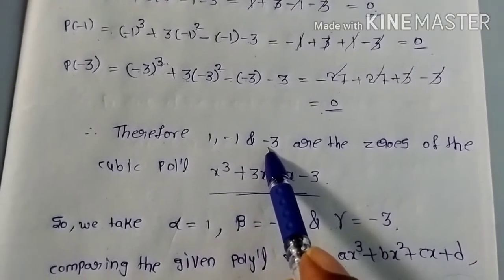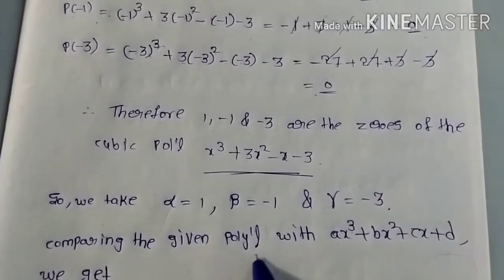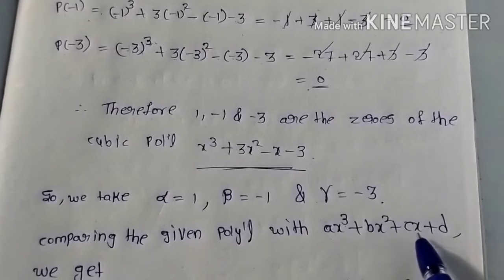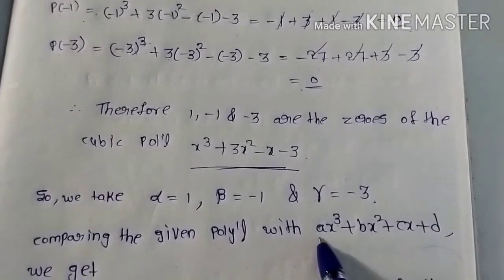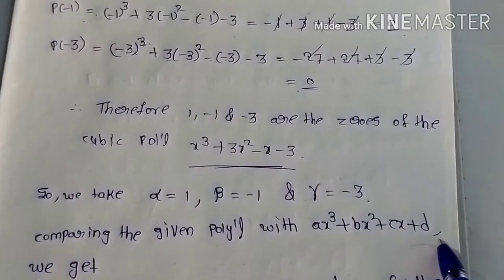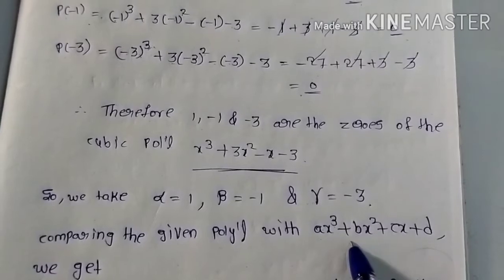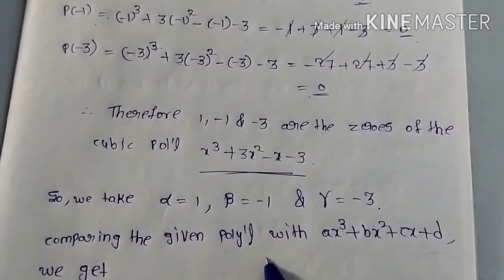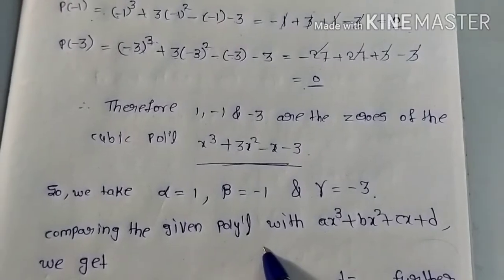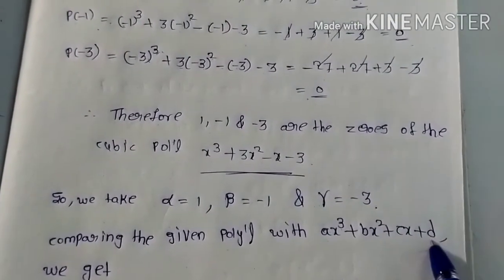What is the general form of a cubic polynomial? You know that. See, comparing the given polynomial with ax cube plus bx square plus cx plus d. You know that ax cube plus bx square plus cx plus d is the general form of a cubic polynomial or not? Yes. So that we need to verify the relationship between the zeros and coefficients. How can you find? First of all, you can find the values of a, b, c, d.